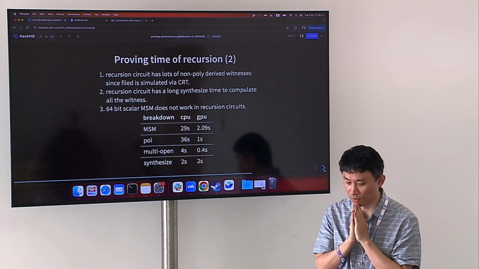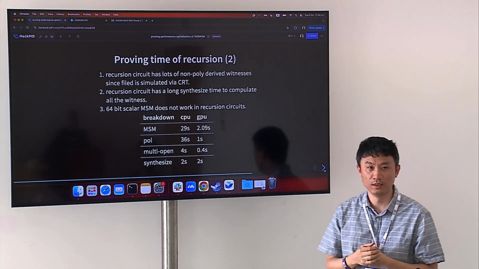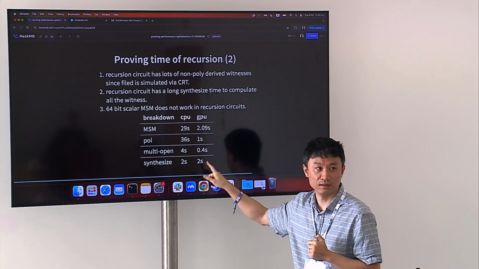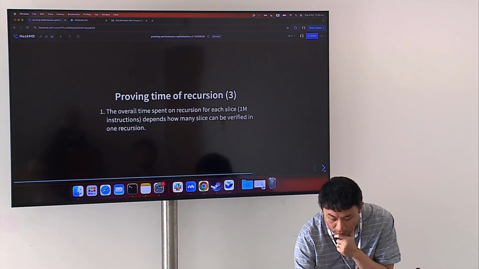Currently I have no idea how to improve doing the synthesize in GPU, but you will see that this actually occupies 40% compared to the GPU calculation in the recursion.